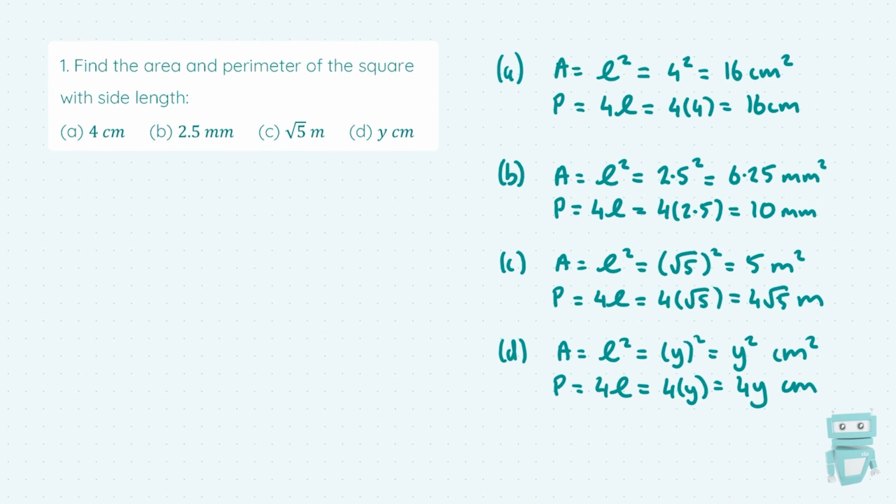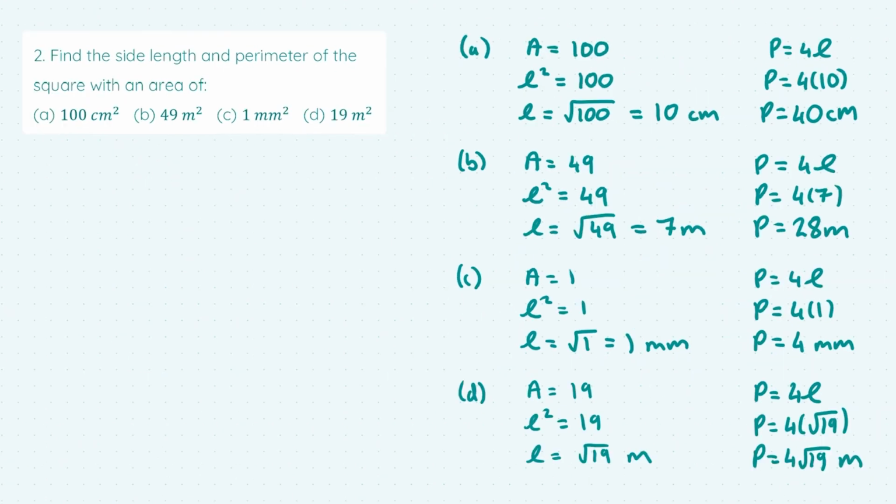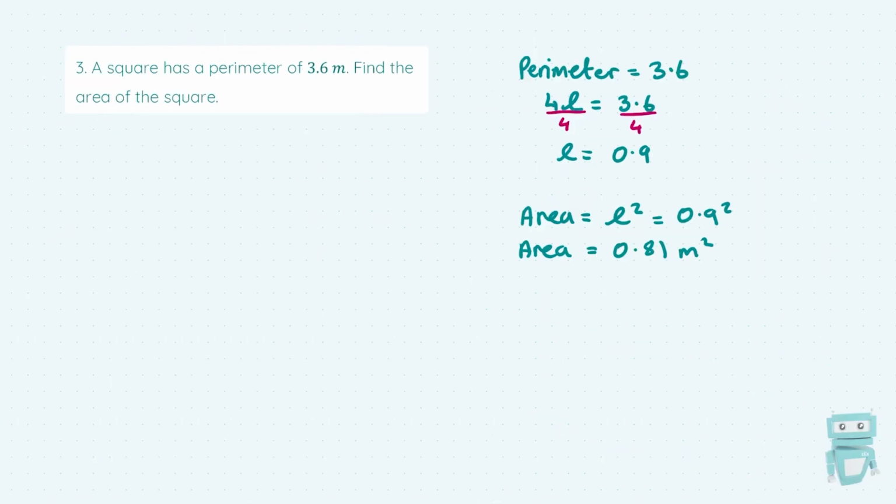In question 1, it's plain sailing using our formulas. In question 2, here we're working backwards from the area to find the length, and with the side length of the square, we can then work out the perimeter. Don't forget your units. And in question 3, we worked backwards from the perimeter to find the length of the square, and then we found its area.